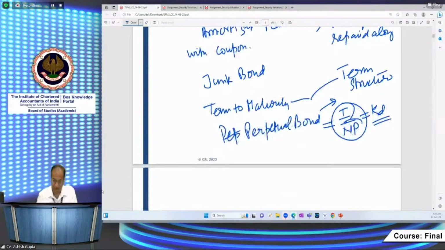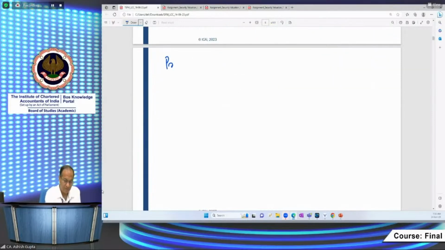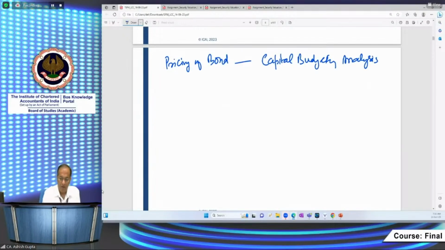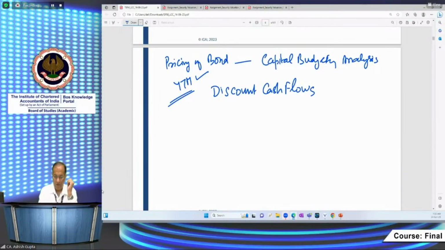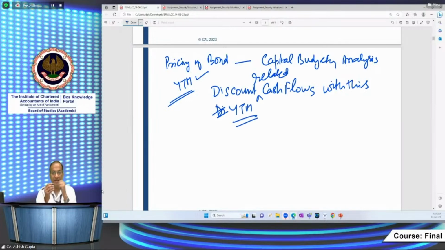Now when we talk about the pricing of the bond, it is just like a capital budgeting analysis. Here YTM has been given to us, and this YTM is the expectation of any debenture holder or investor from the company's bond. So we discount the related cash flows with this discount rate, with this YTM. And ultimately we get the justified price of the bond.